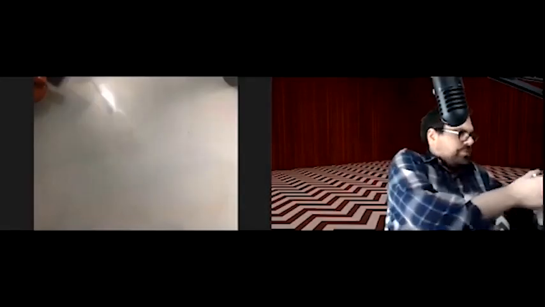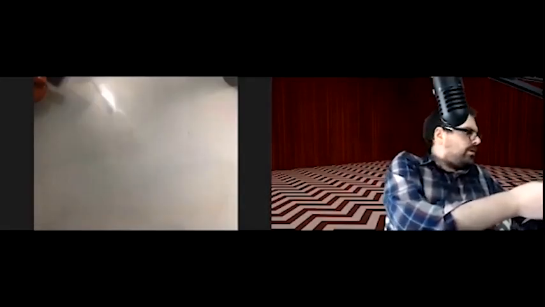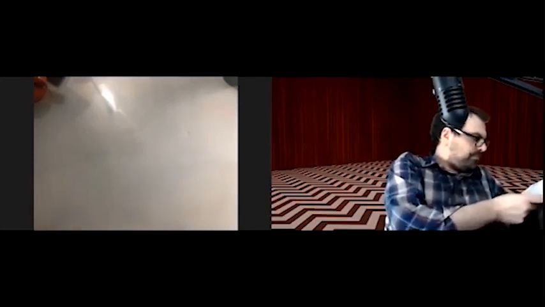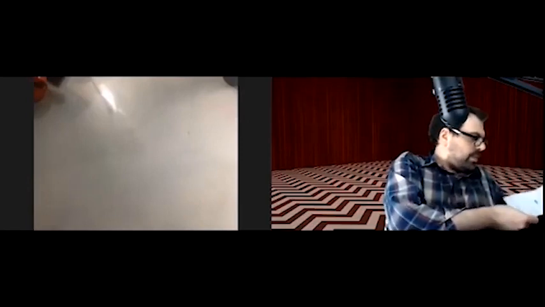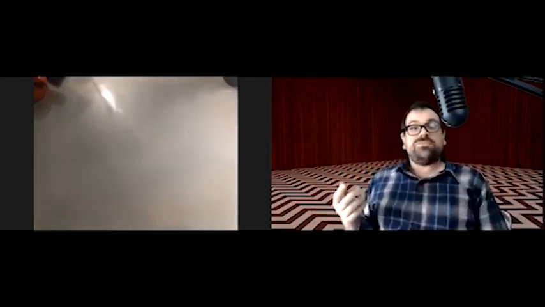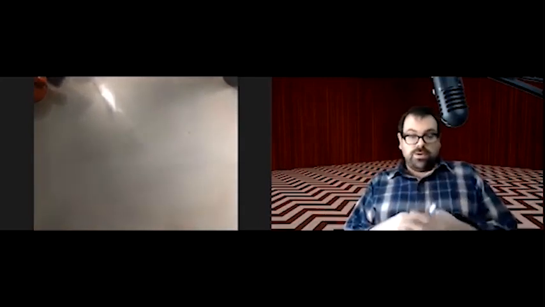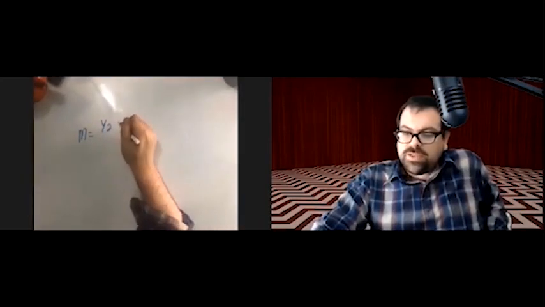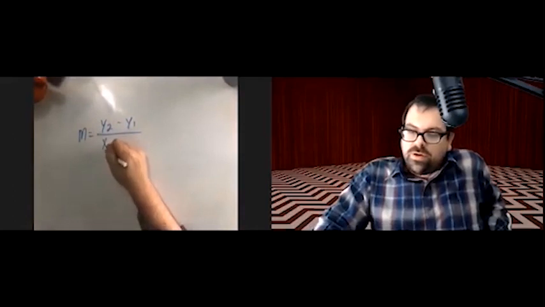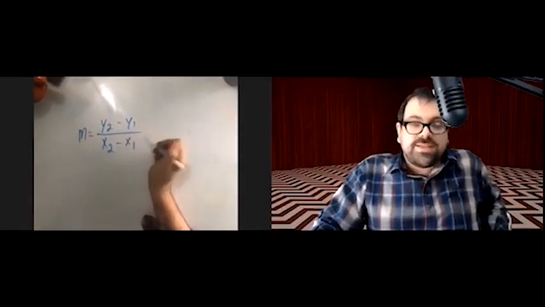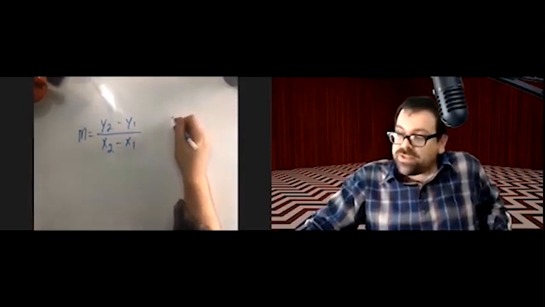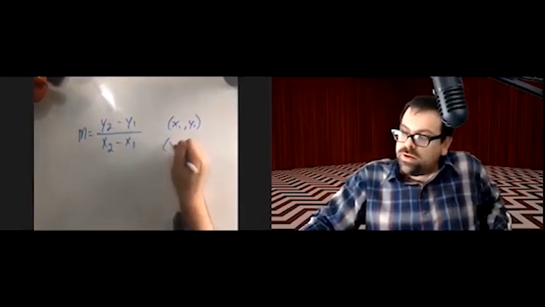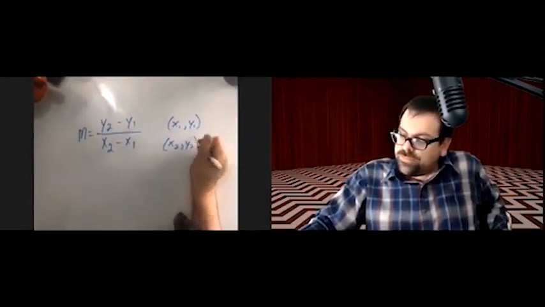Average rate of change. Now, the average rate of change is basically the slope formula. Recall the slope formula, m equals y2 minus y1 over x2 minus x1. And that's how we find the slope of a line between 2 points, x1, y1, and x2, y2.